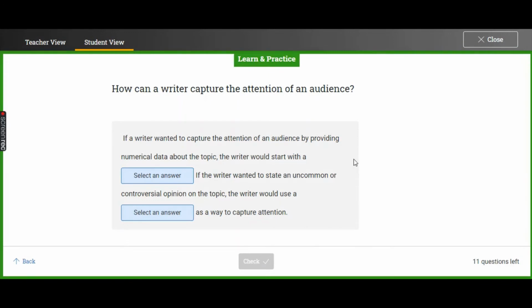How can a writer capture the attention of an audience? In the next minute, go ahead and answer the following. If a writer wanted to capture the attention of an audience by providing numerical data about a topic, the writer should start with a blank. If the writer wanted to state an uncommon or controversial opinion on a topic, the writer would use a blank as a way to capture attention. Please click on the boxes below and choose the appropriate answer. You have 30 seconds.